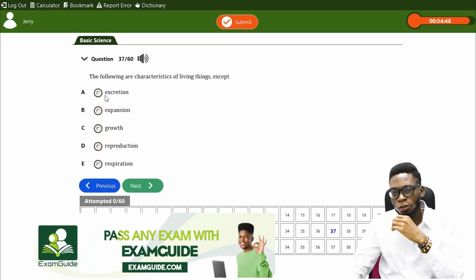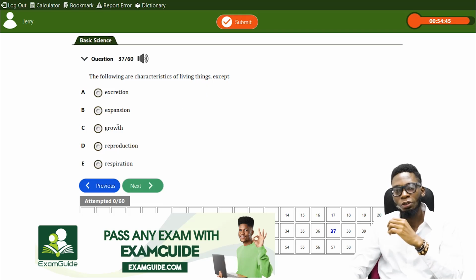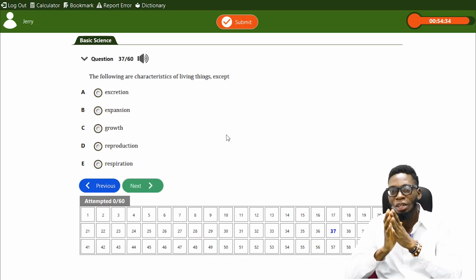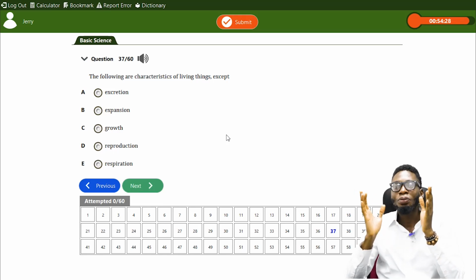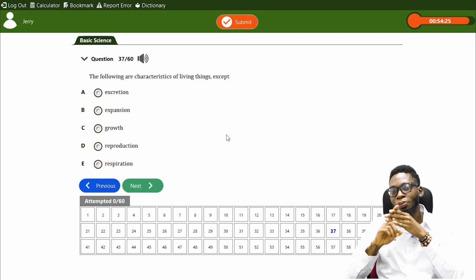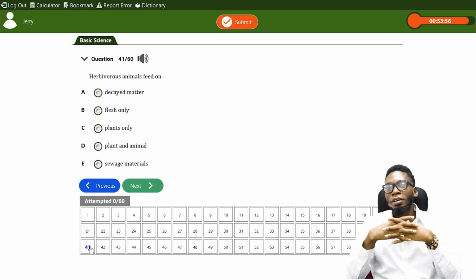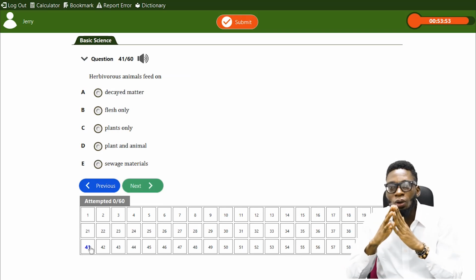The following are characteristics of living things except: A, excretion, B, expansion, C, growth, D, reproduction, E, respiration. If you remember Mr. Ninja Call, you will realize that excretion, growth, reproduction, and respiration are all characteristics of living things. So the odd one there is expansion. So the following are characteristics of living things except expansion. That is option B.